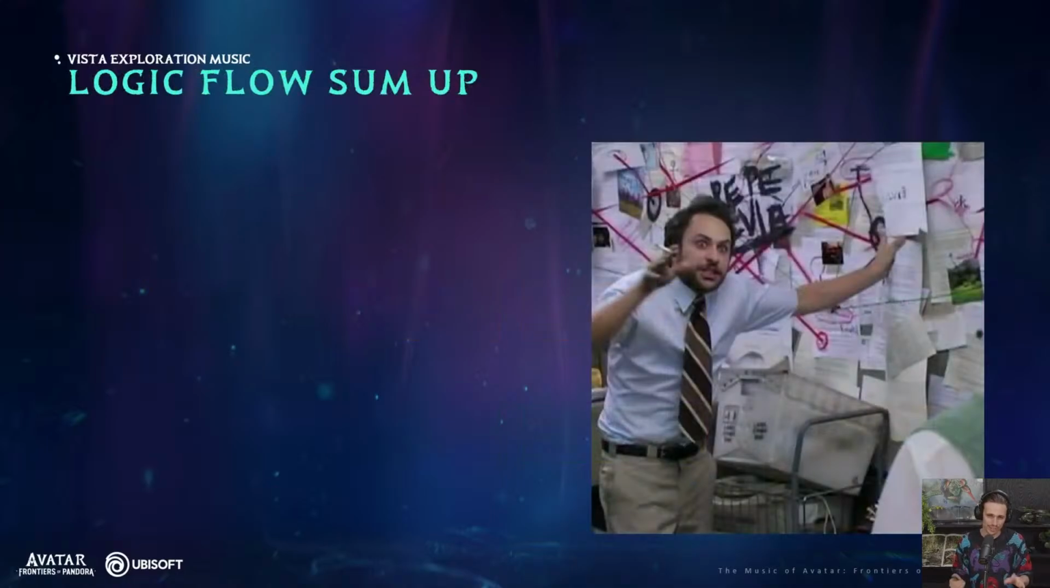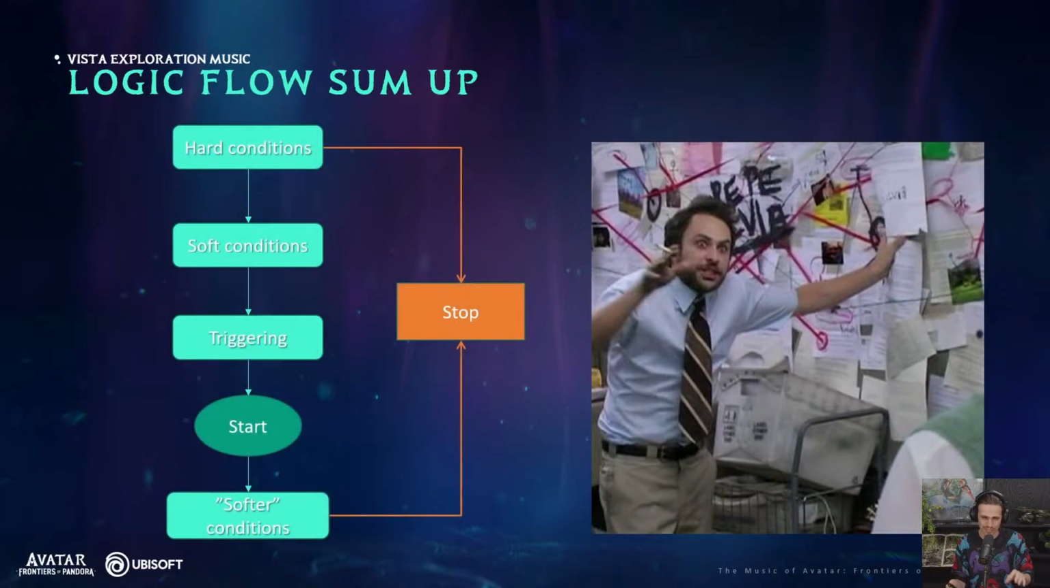Okay, I hope you're still with me, because I know this might be a bit hairy. I'm feeling like this person right now, but let's just sum up how it looks. So, hard conditions is what the vista is not. If this is fulfilled, we can look at if the player is observing a vista through the soft conditions, then some additional conditions for the triggering, and then we have the softer conditions just to make sure that you're still committed. And then hard conditions or softer conditions can stop the music if not fulfilled.